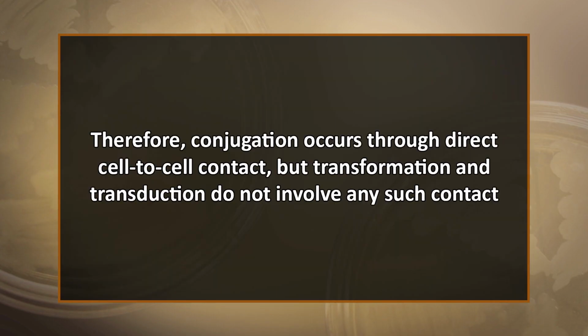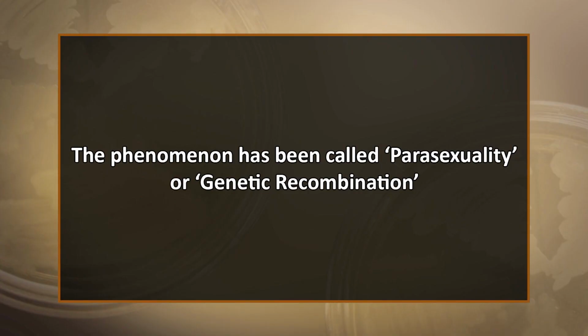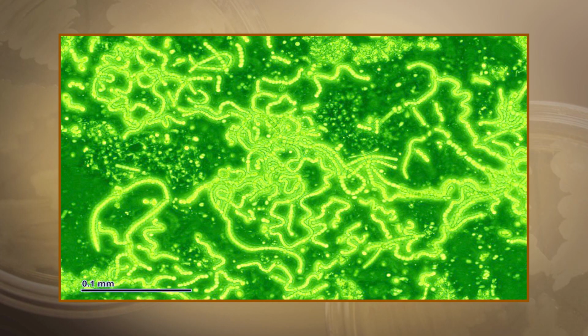Therefore, conjugation occurs through direct cell-to-cell contact, but transformation and transduction do not involve any such contact. The transfer of genetic information is thus a one-way transfer rather than a reciprocal exchange of the genetic material. The phenomenon has been called parasexuality or genetic recombination. However, sexual reproduction or even conjugation is unknown in cyanobacteria. Now, let us discuss these three processes in detail.